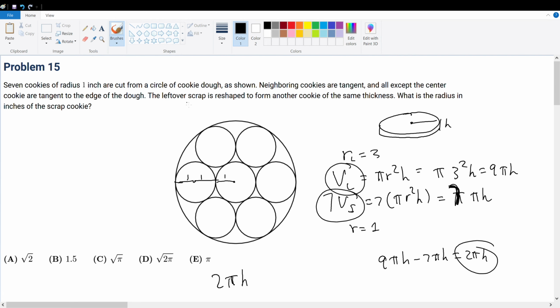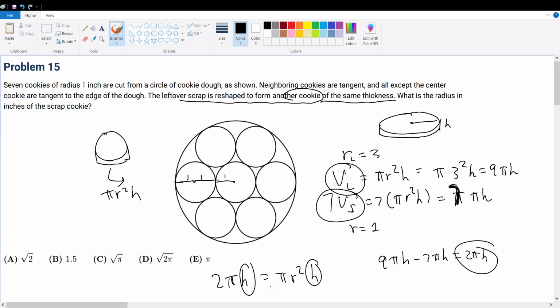We reshape the leftover into another cookie of the same thickness. And since cookies are going to be circles, that means that the new cookie that we create from the scrap is also going to be a cylinder with the formula pi r squared h. So this has to be equal to pi r squared h, where h and h are the same because remember they have the same thickness.